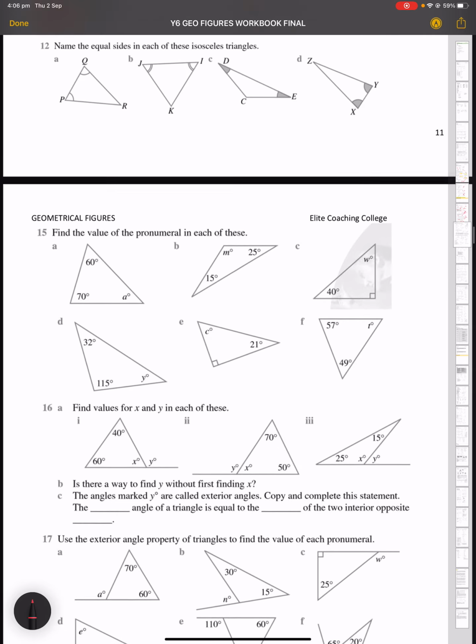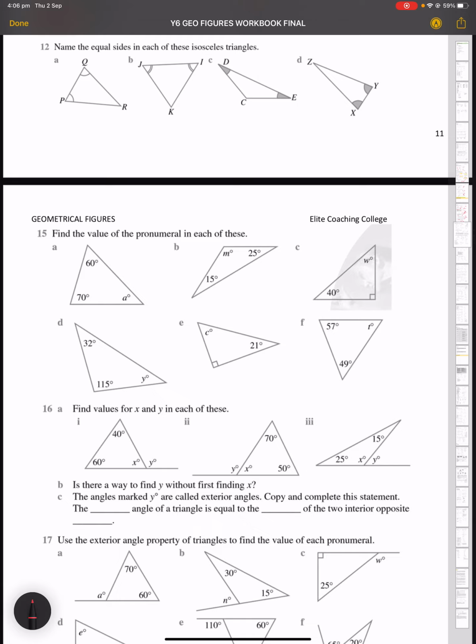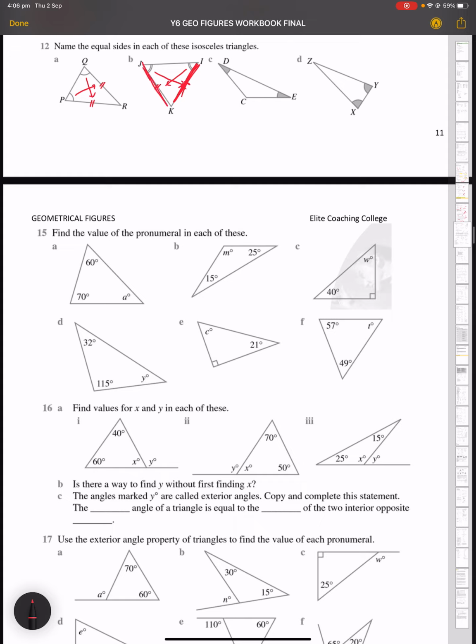Question 12, name the equal sides in each of these isosceles triangles. Okay, so the rule says that opposite the equal angles will be the equal sides. So opposite that one and opposite that one, so these sides are equal. Opposite that, so that's equal to that. So these two lengths are equal there. This length is equal to this length. Question C, this length equal to this length. Question D, this length equal to this length.